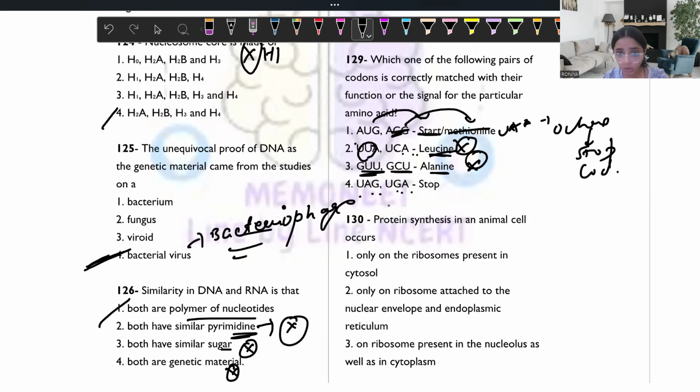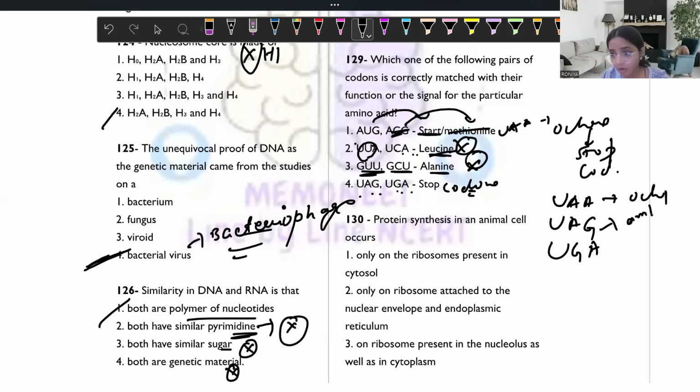UAG, UGA, and UAA are stop codons. Yes, it's a correct statement. UAA, UAG, UGA are also known as ochre, amber, and opal. Stop codons signal to stop the protein synthesis.